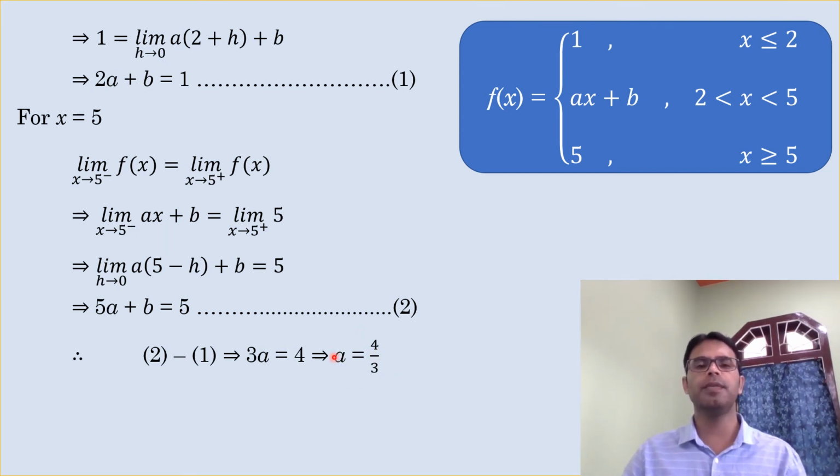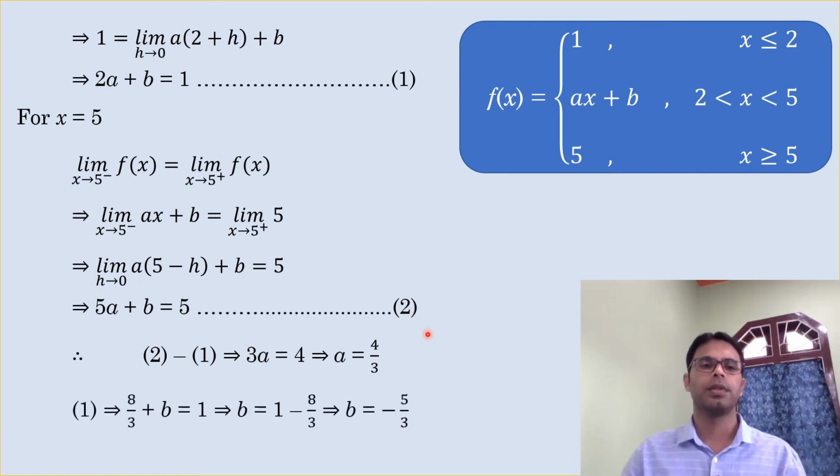Then using this value of a in either equation 1 or 2, you get the value of b. I am using equation number 1. So it will be 8/3, then plus b, plus 1 equal to 1, so b will be equal to 1 minus 8/3. So it is equal to minus 5/3, and that is the completion of the solution of the problem.